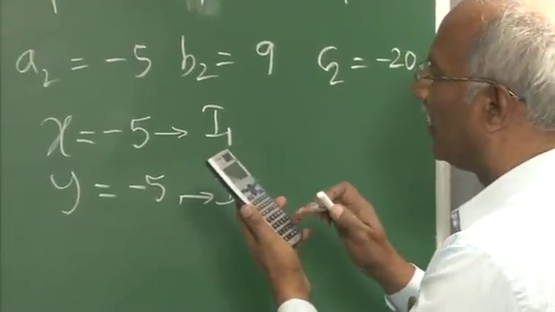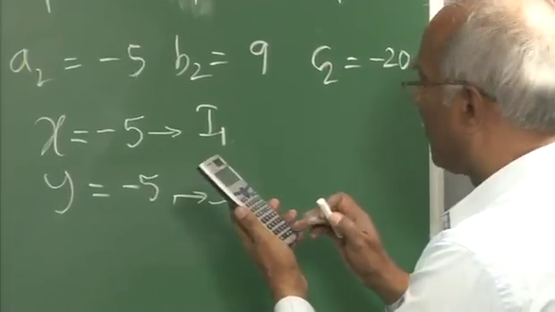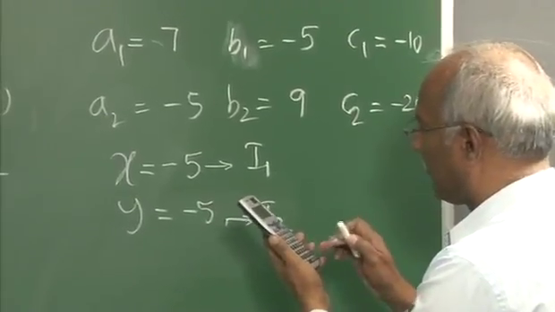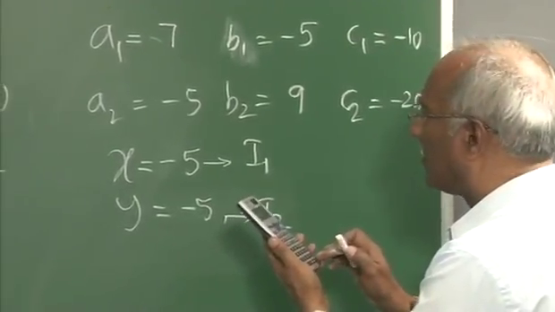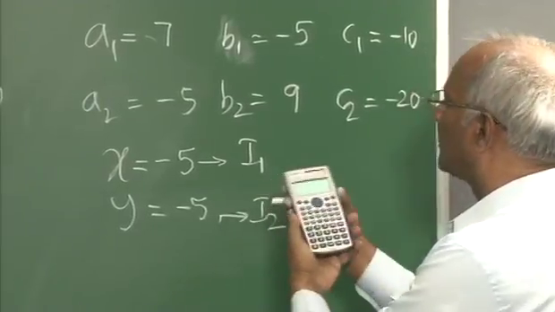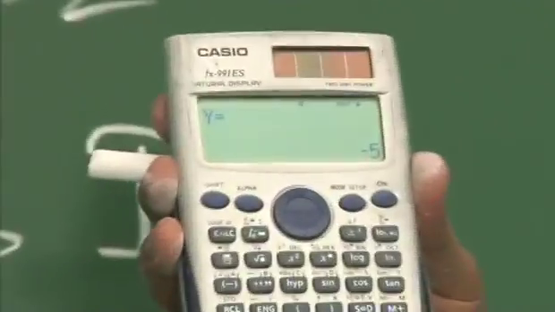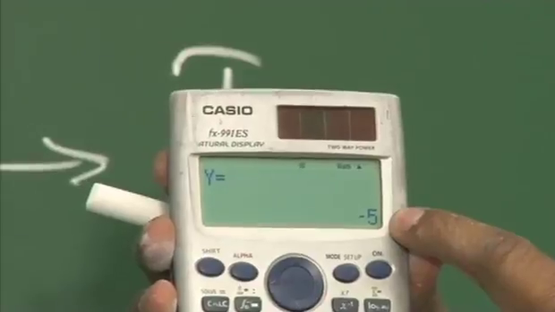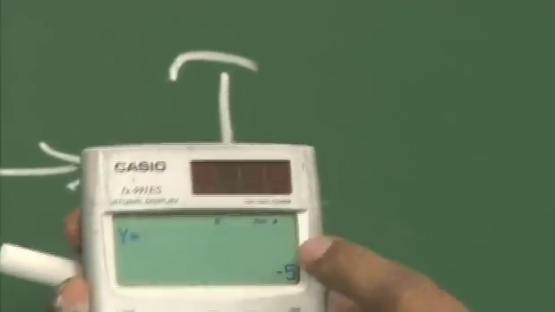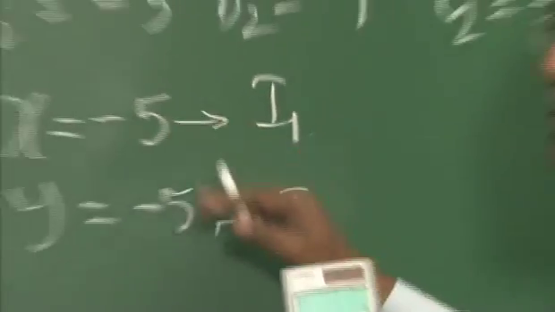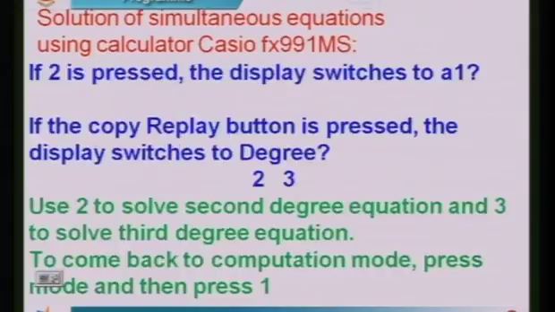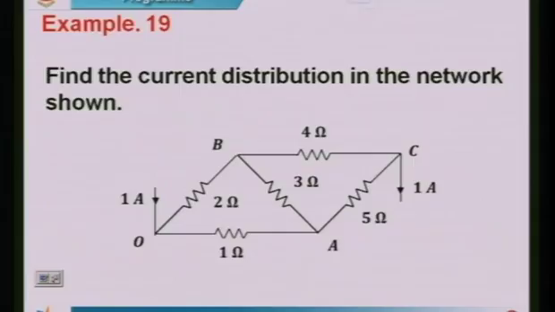the equations 7, minus 5, minus 10, minus 5. X is minus 5, and again press equal to, it gives you Y as minus 5. So in this way we will work out, solving the equations in this way, you can find out the values of the unknowns. And in that respect, consider an example. Find the current distribution in the network shown.